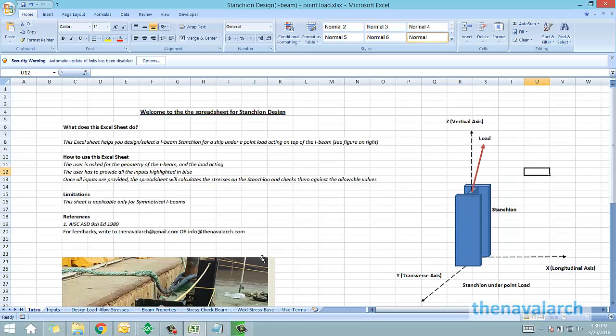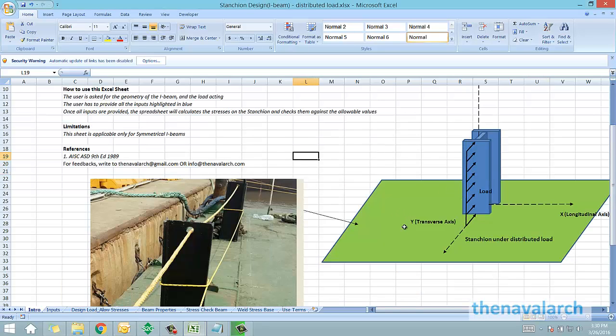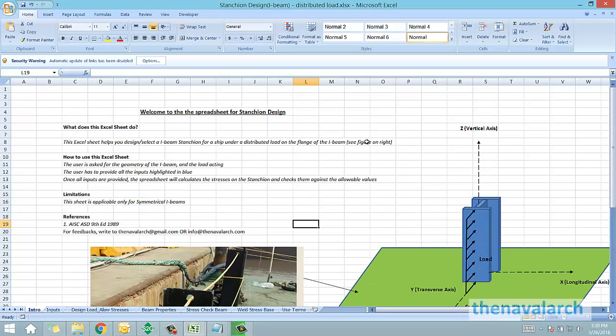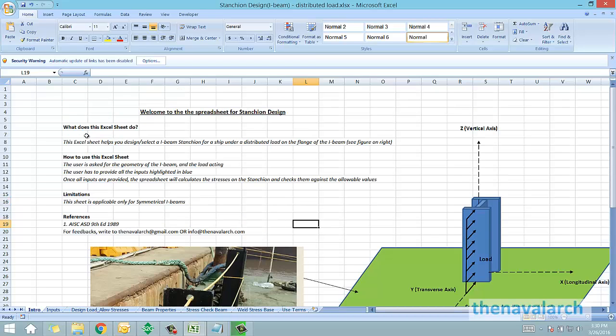The other case is when the cargo is firmly resting against the inboard face of the stanchion. In this case there is a distributed load on the inboard face of the stanchion. So there are two different spreadsheets, one is for the point load case and the other one is for the distributed load case. Let's see how these spreadsheets work.